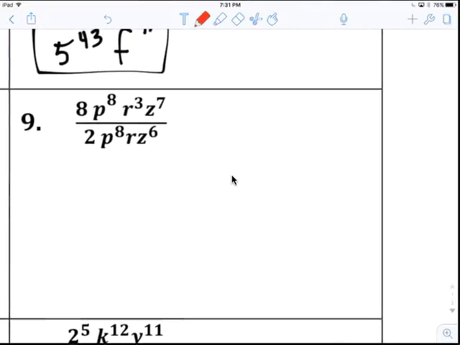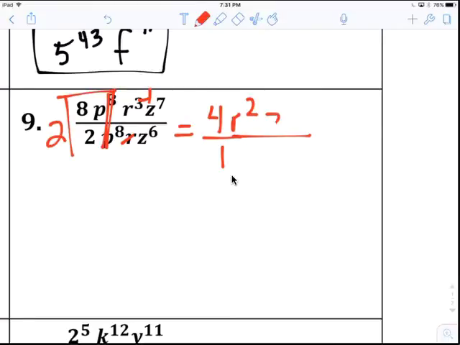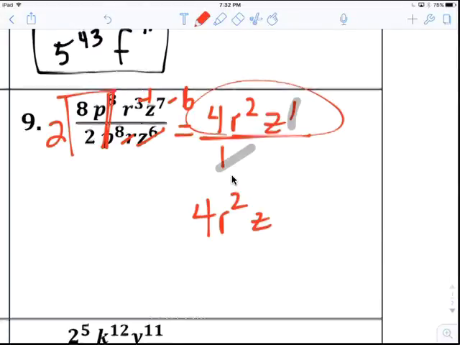Okay, here you divide by 2. That's 4 over 1. That's a 1. Cancel out. That's a 1 minus a 1. r to the second. z to the 1. Minus 6. You get 1. Okay? So you don't have to write all the 1's here. 4r squared z. You don't have to write the 1 denominator, you don't have to write the 1 exponent.